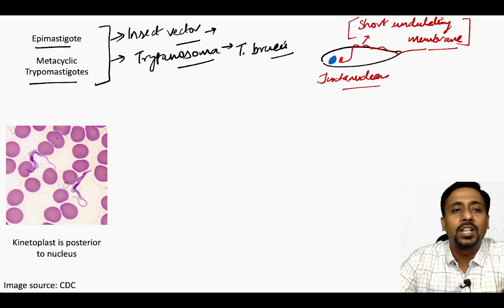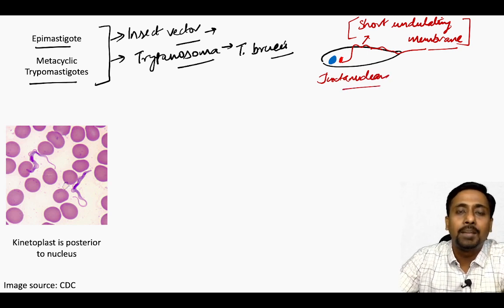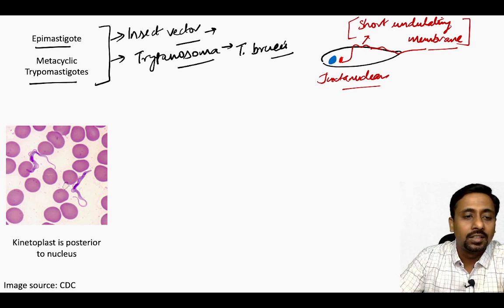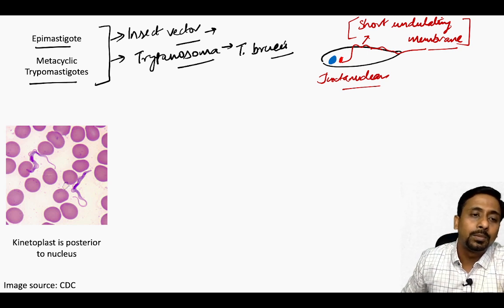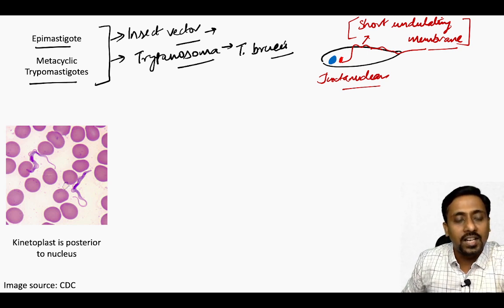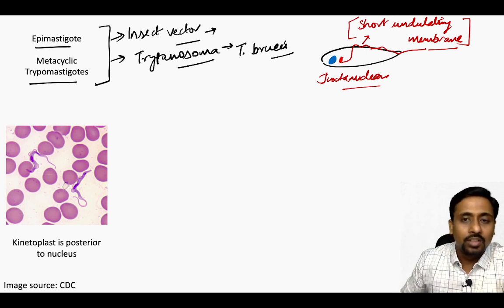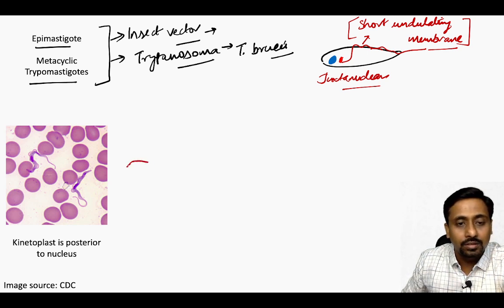So these forms cannot be seen in a peripheral blood smear. They can be seen only in the insect vector. Now coming to the next one, that is metacyclic trypomastigote. This metacyclic trypomastigote and trypomastigotes are morphologically identical. The only difference is the host. So how will this metacyclic trypomastigote look? If you see this diagram, I'll just make another diagram for this to help you understand in a better way.